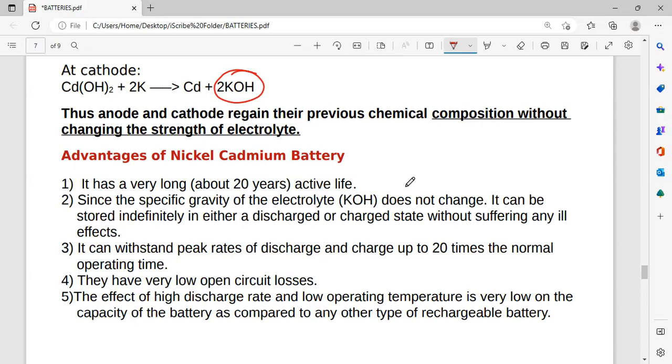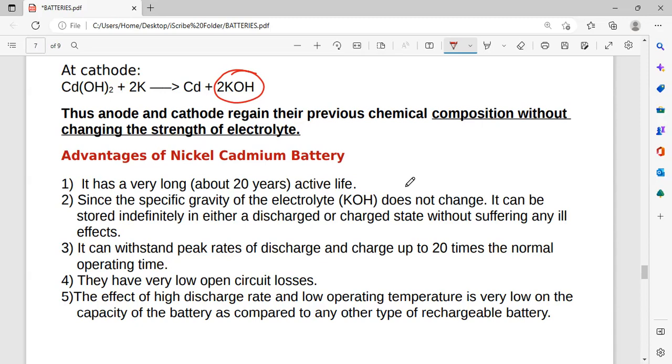Point number two, since the specific gravity of the electrolyte KOH does not change, it can be stored indefinitely, either in discharged or charged state, without suffering any ill effects. So whoever is selling the battery to you on board the ship, the battery dealer, can keep it for years and years without any problems.